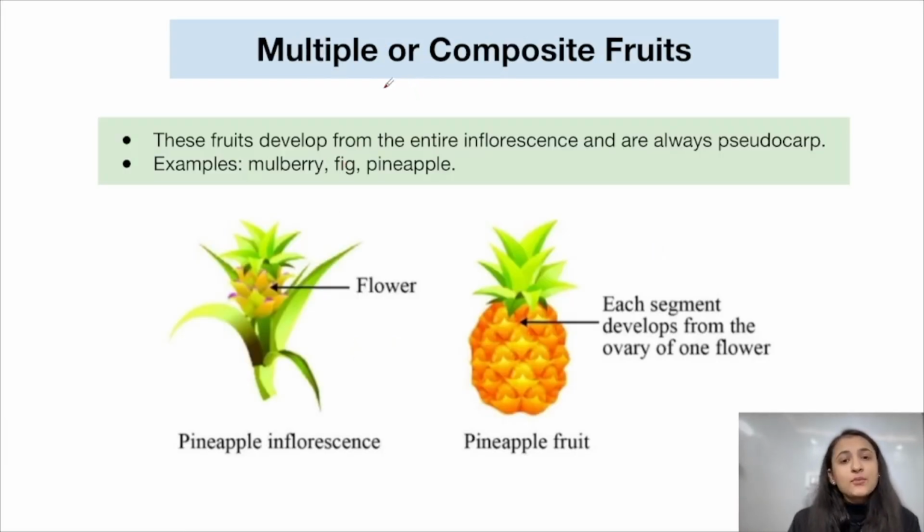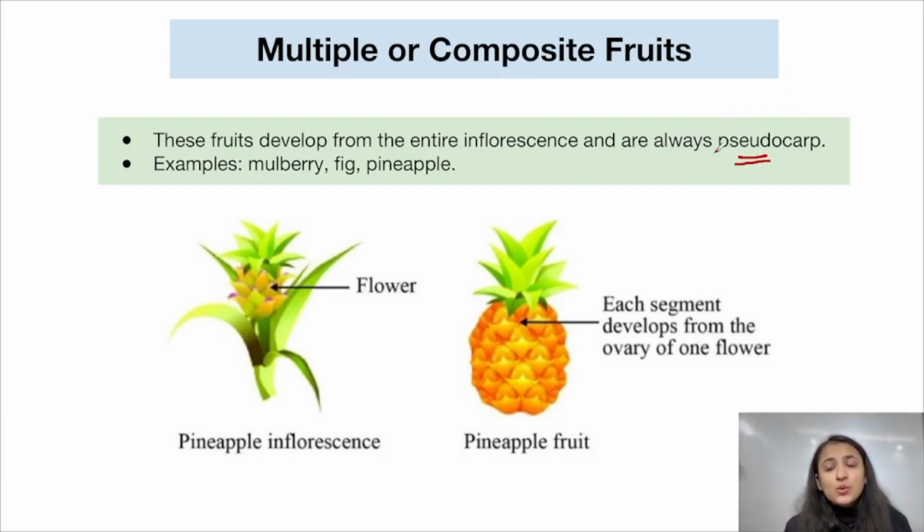Now let's come to multiple or composite fruits. Multiple or composite fruits develop from the entire inflorescence and are always pseudocarp. Up until now, in simple fruits and aggregate fruits, only a single flower is involved. But inflorescence we know is a collection of flowers. So when fruits develop from the entire inflorescence, from the entire collection of flowers, these types of fruits are known as composite fruits, and these are always pseudocarps.